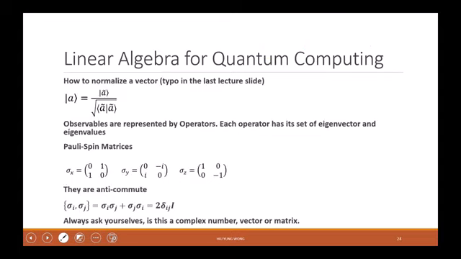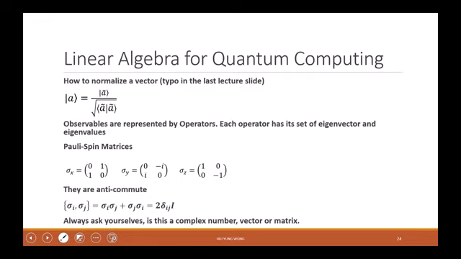Then, I already mentioned, all the observables that you can measure are represented by, or should correspond to, some operators. Each operator has its eigenvalues and eigenvectors, right? The Pauli spin matrices are particularly important. I will try to memorize them, right? Sigma Z, this one, sigma X, this one, sigma Y, this one. And they anti-commute with each other.